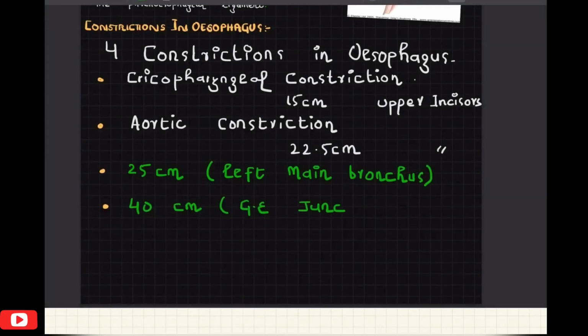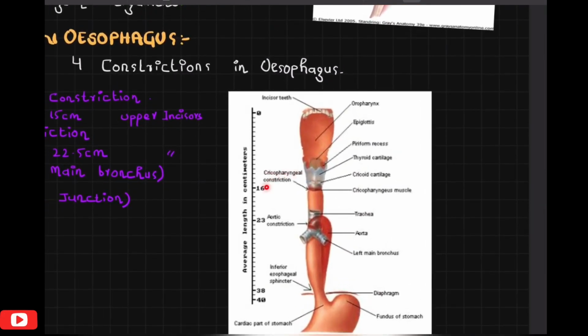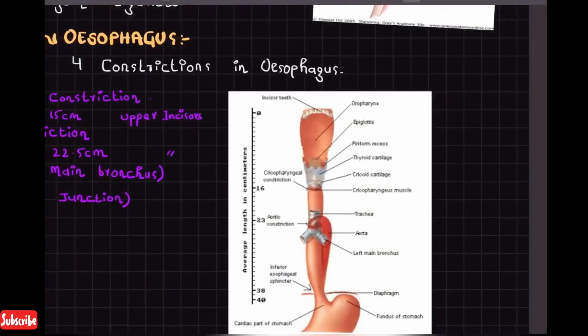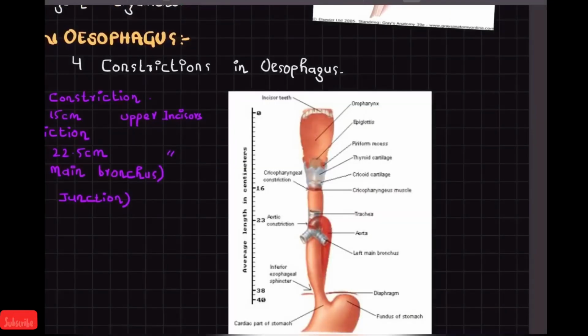This is a very perfect diagram. You can see that the distance of each constriction is measured from the upper incisors. The first constriction, the cricopharyngeal constriction, is at a distance of 15 cm from the upper incisors. The second one is at a distance of 22.5 cm. The third one is at a distance of 25 cm, whereas the last one, the constriction at the level of the gastroesophageal junction, is at a distance of 40 cm from the upper incisors.